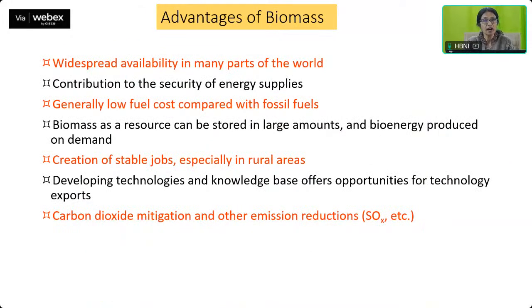So what is the advantage of biomass? Some of these advantages, when I read through, you'll find are very instinctive, right? Because biomass has widespread availability in many parts of the world. It is available all throughout the world.